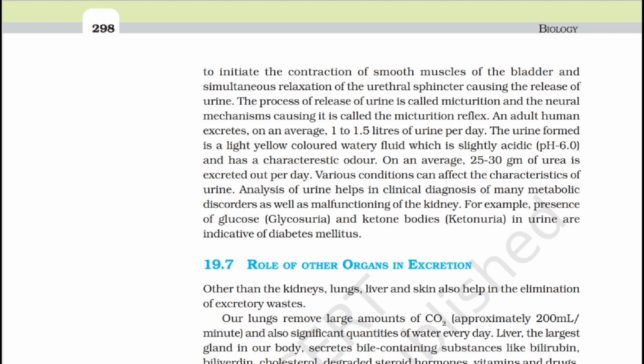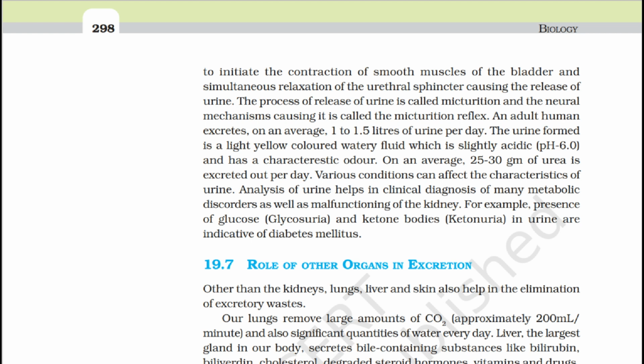The urine formed is a light yellow-colored watery fluid which is slightly acidic, pH 6.0, and has a characteristic odor. On an average, 25 to 30 grams of urea is excreted out per day. Various conditions can affect the characteristics of urine. Analysis of urine helps in clinical diagnosis of many metabolic disorders as well as malfunctioning of the kidney. For example, presence of glucose, glycosuria, and ketone bodies, ketonuria, in urine are indicative of diabetes mellitus.